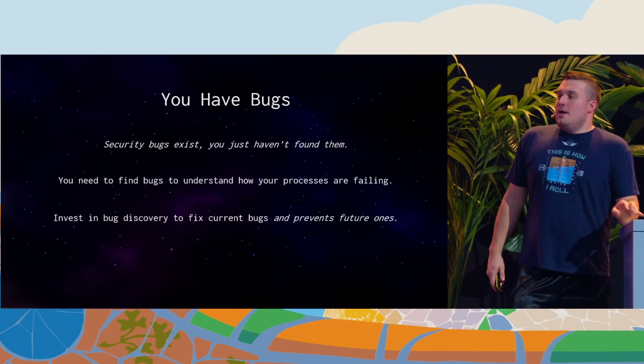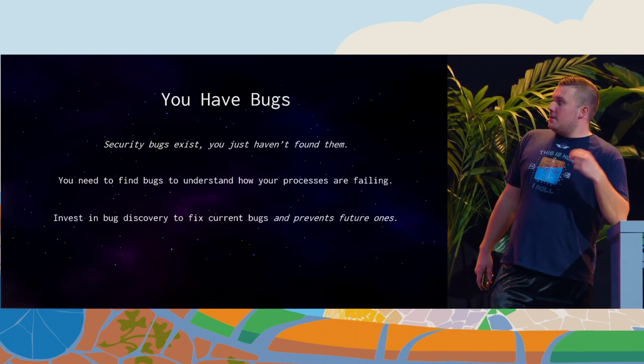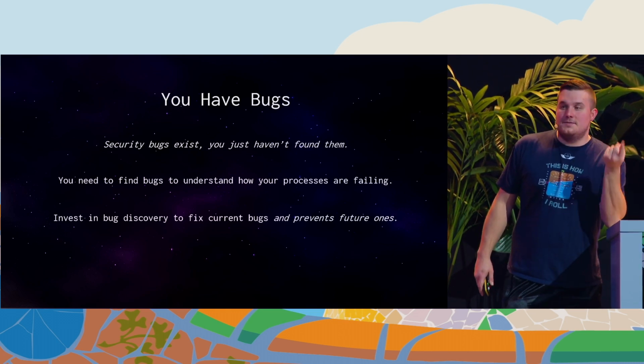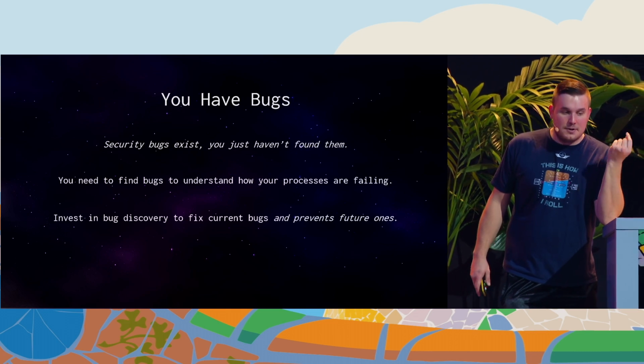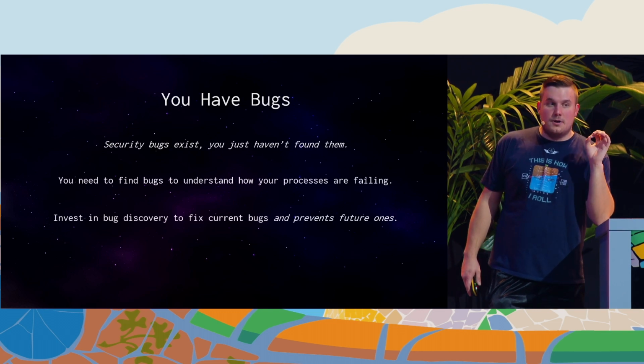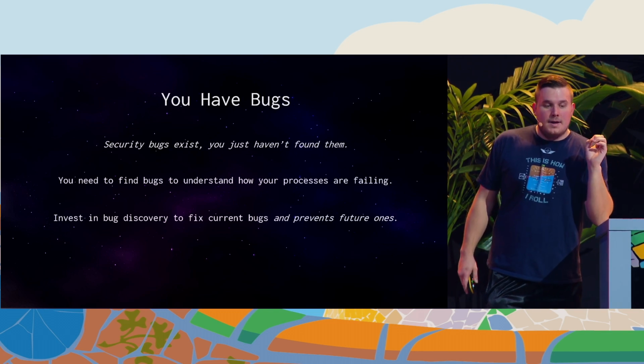Basically the way this works is there are two components. The first component is you're trying to find bugs before the actual attackers do. Because if you can find it first, you can fix it before it gets exploited. And the bugs you find are also telling you about how your engineering practices are failing. It tells you that maybe you're not doing enough code review, maybe your code review isn't looking for the right things, or something like that. So investing in discovering your own bugs both fixes those bugs and helps you improve your overall process.